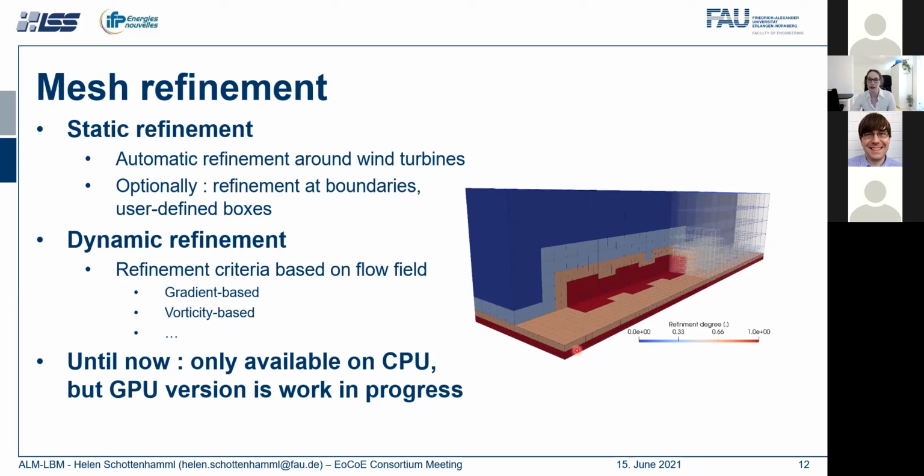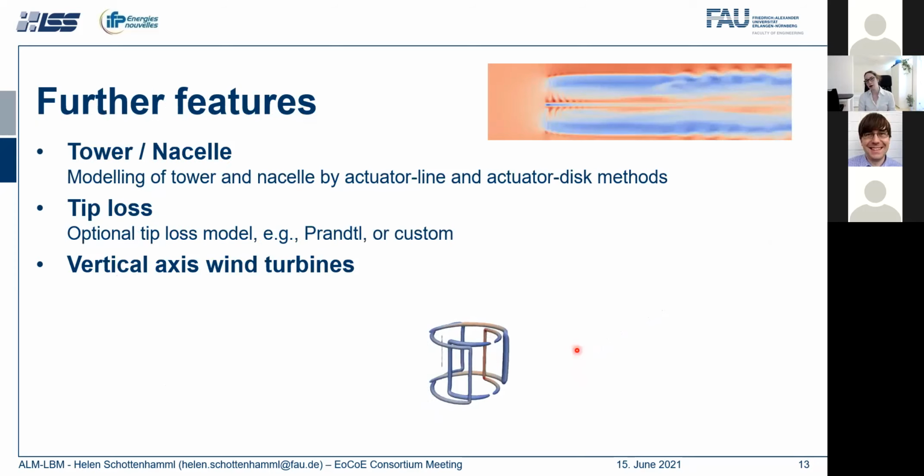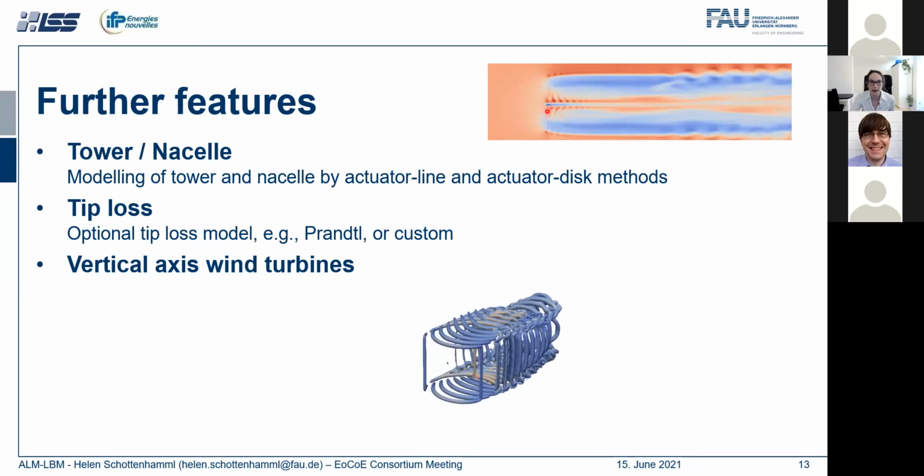Other features that we support, we optionally can model the tower and the nacelle. For the tower, we would use an additional actuator-line. For the nacelle, we would use an actuator disk. And in the picture here, you can nicely see the influence of the nacelle being present on the wake.